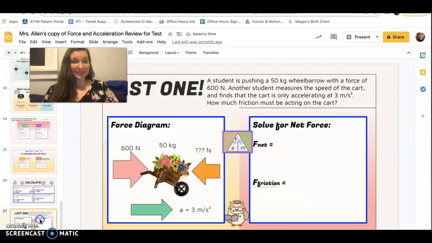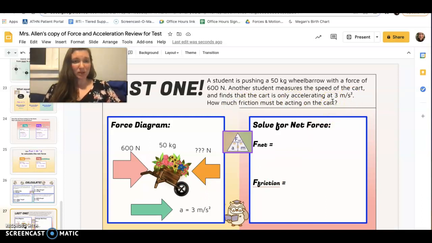All right, last slide and we are done. Okay, force diagram. A student is pushing a 50 kilogram wheelbarrow with a force of 600 newtons because they're super strong and it's a super heavy wheelbarrow. Another student measures the speed of the cart and finds the cart is only accelerating at 3 meters per second squared. How much friction must be acting on the cart?